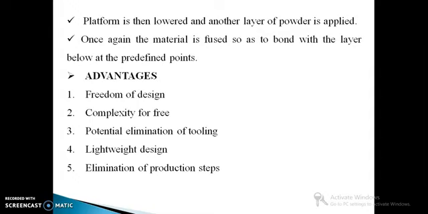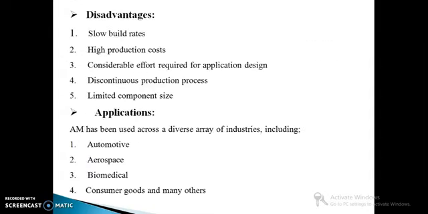Different designs can be manufactured. Potential to eliminate tooling, meaning there is no direct contact of a tool, or no tool is used to manufacture your product. Lightweight components can be manufactured with the help of the AM process. Elimination of production steps, meaning it is possible to eliminate the steps carried out in conventional machining processes. Here in a few steps you can manufacture components. These are the advantages of the additive manufacturing process.